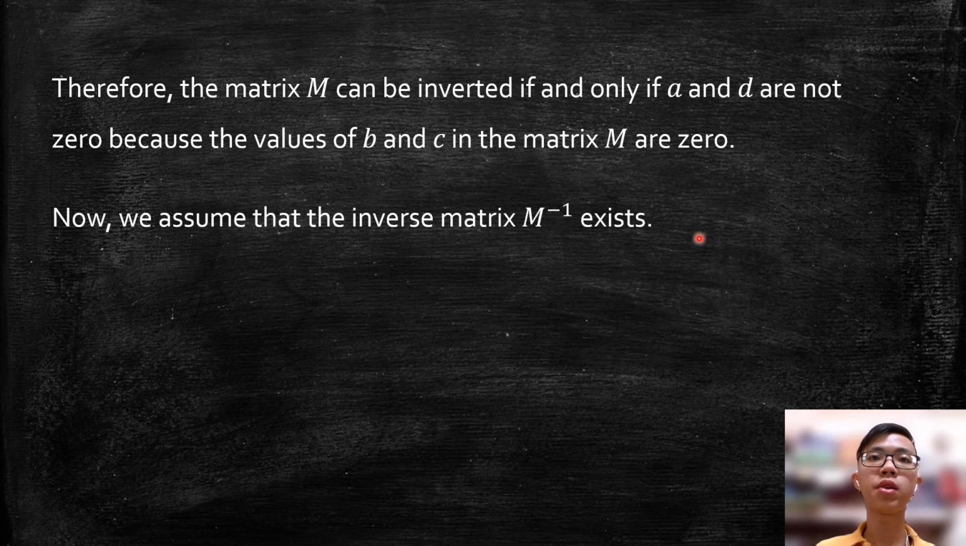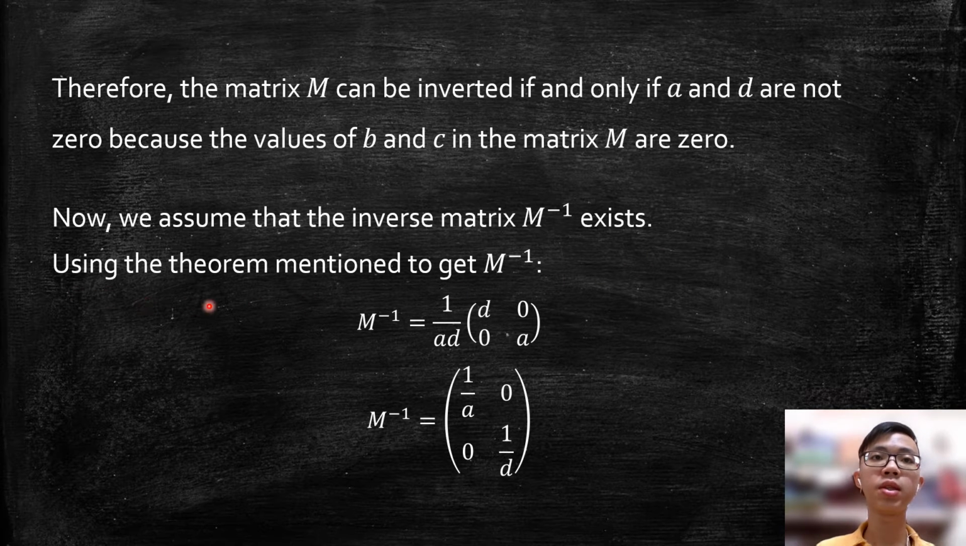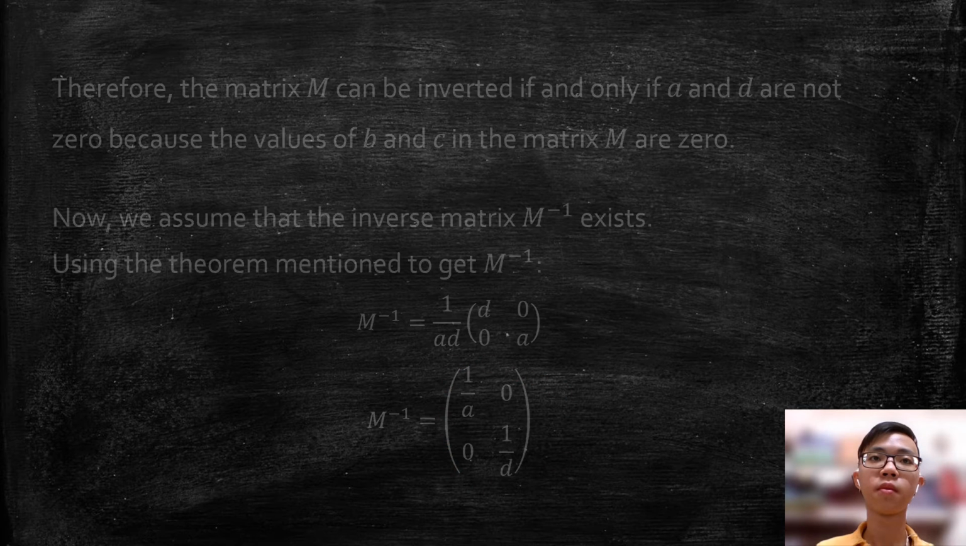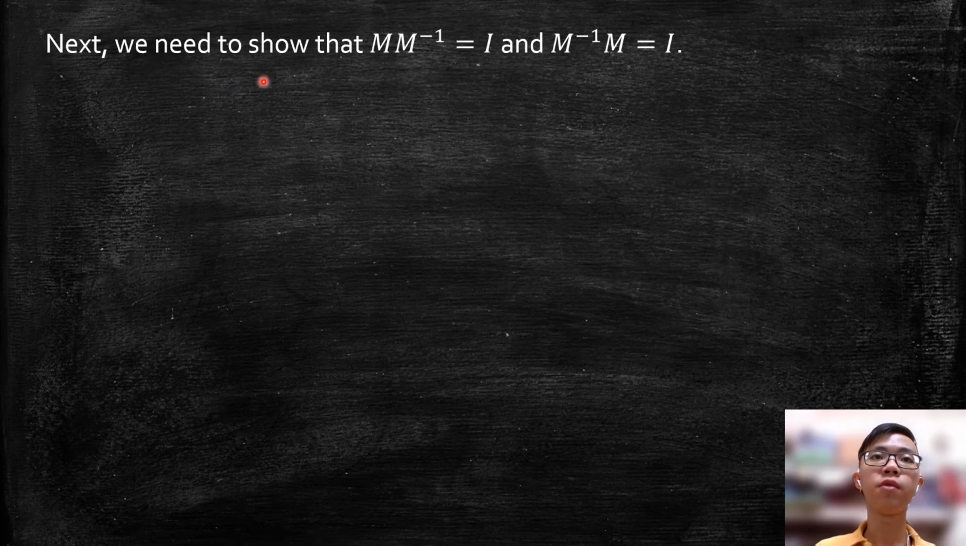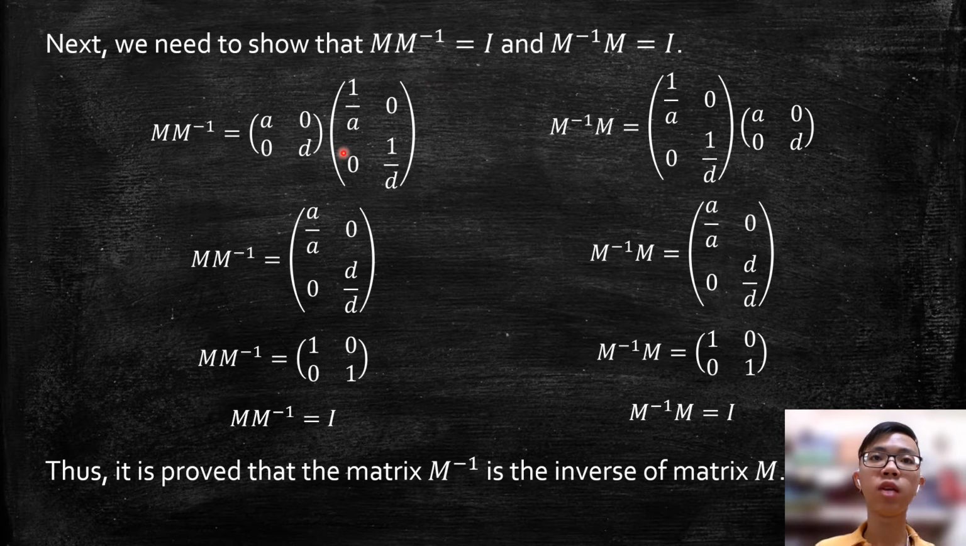So now we assume that M inverse exists. So how to get M inverse? We can use theorem just now to get M inverse, and this is what we found. But we haven't verified that this matrix is the inverse of M. So what do we do? We have to show that M multiplied with M inverse and M inverse multiplied with M will get identity matrix. So these are the steps, and at the end we get identity matrices for both the equations. So we have proved that this matrix is the inverse of M. So that's all for the first part.